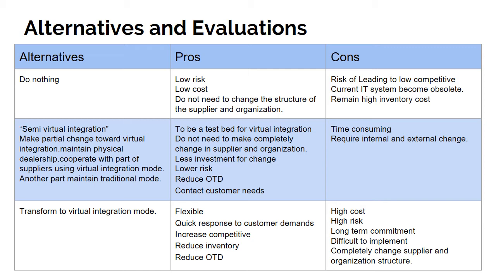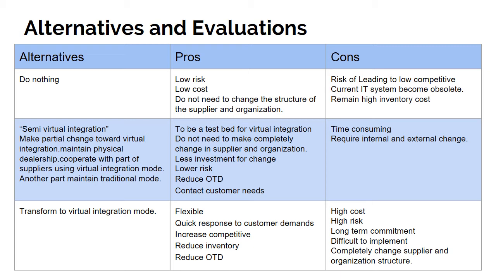The first alternative is do nothing and keep the original model of supply chain. This alternative for the company is relatively safe, and it does not require additional investment. Also, it does not change the company's organization and supply chain structure. It's relatively low risk. However, do nothing means that the company is still maintaining a high inventory and long OTD state. And now the market competition is increasingly intense. If Ford does not take measures to adapt to the changing market, it's likely that Ford's competitiveness lags behind its competitors.